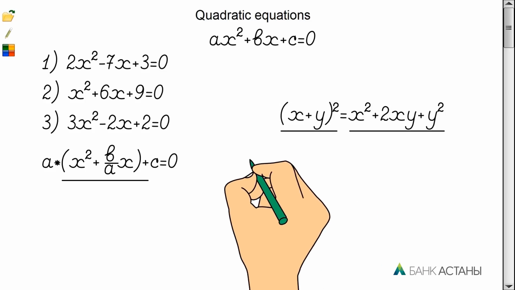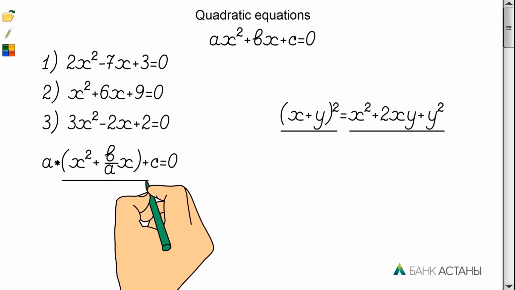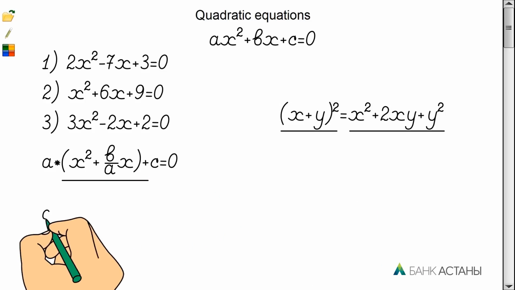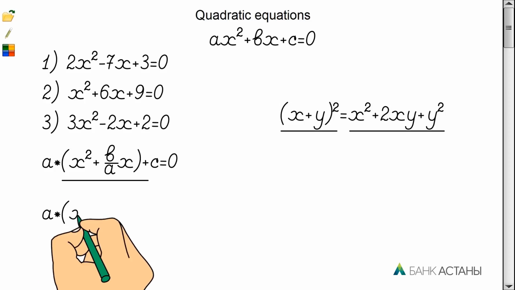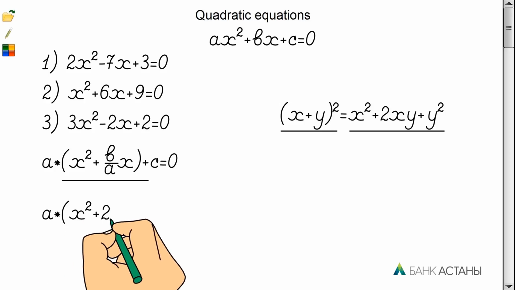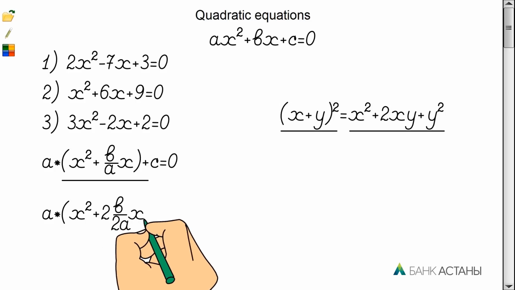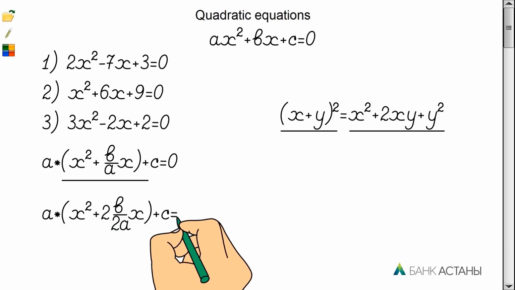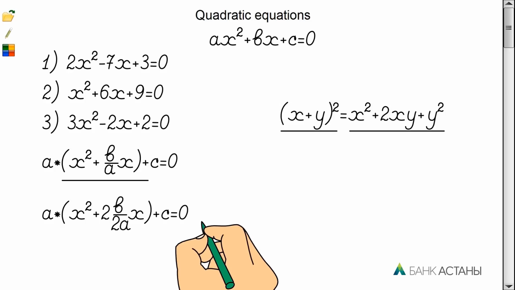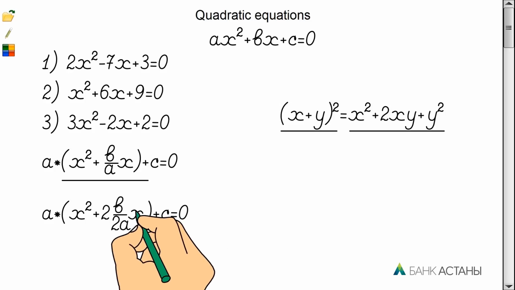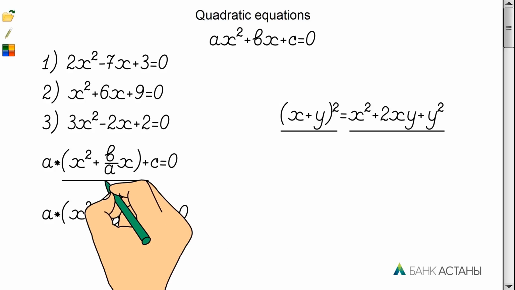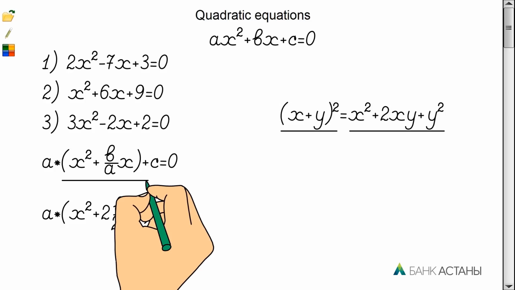Multiply and divide by 2 the second term. Then we get a(x² + (2b/2a)x) + c = 0. Remain the free term unchanged. We have multiplied and divided by 2. If we simplify by 2, we will get the previous expression.